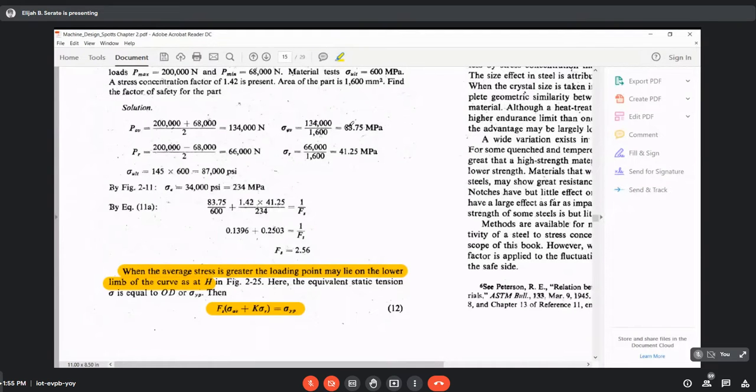The average stress is still greater than the range stress. But our formula is 1 over the factor of safety equals average over ultimate plus K range over endurance. So how do we know? Okay na ta? I'm going to go back to the board.